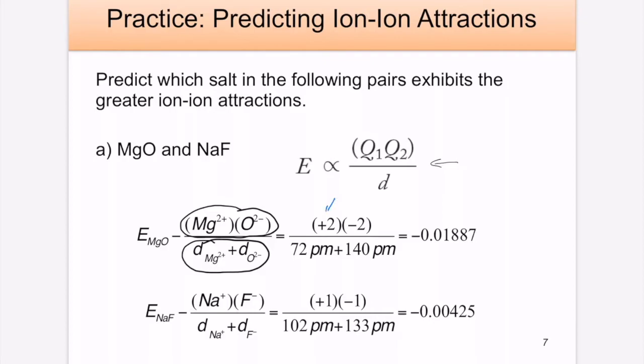Magnesium has a +2 charge, oxygen has a -2 charge. The radius of magnesium is 72 picometers, the radius of oxygen is 140. And if you solve that equation, you get that number there.